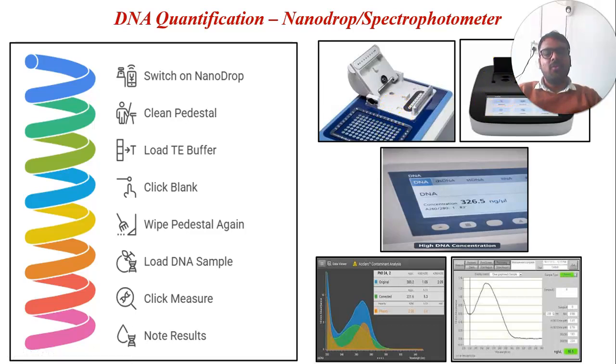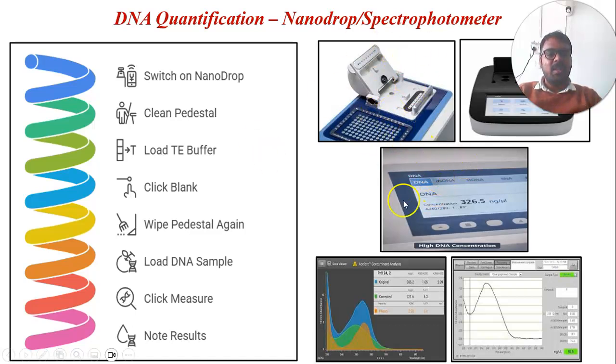We are going to switch on this nanodrop and clean the pedestal area. Initially we load the buffer as a blank to check it, then wipe it again, and then load our extracted DNA samples and click measure. The results will then appear.